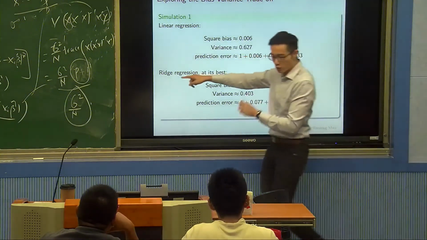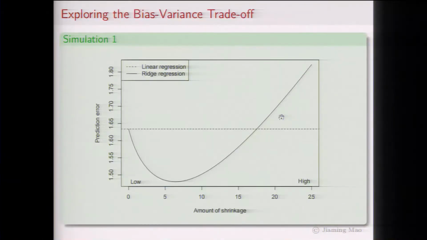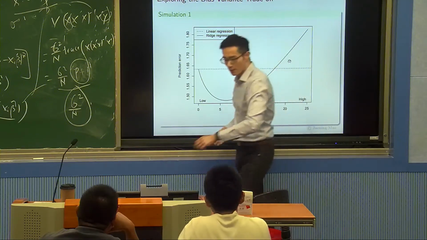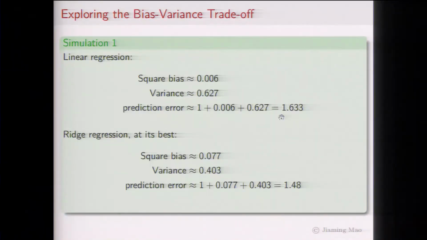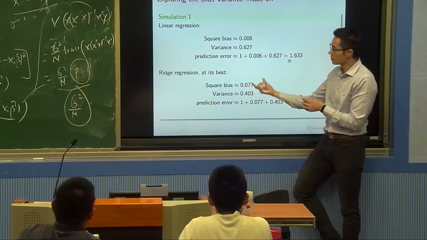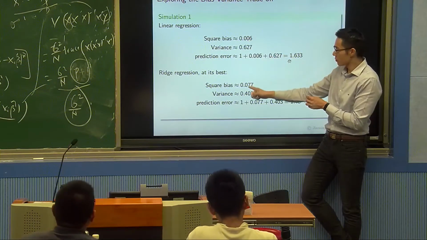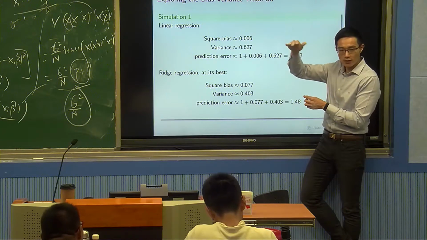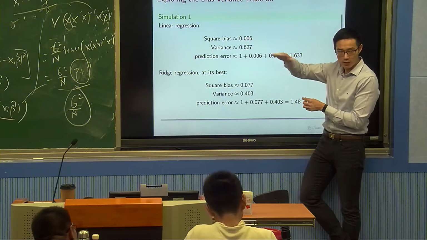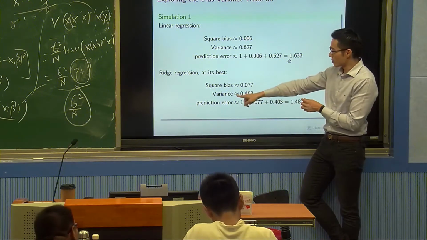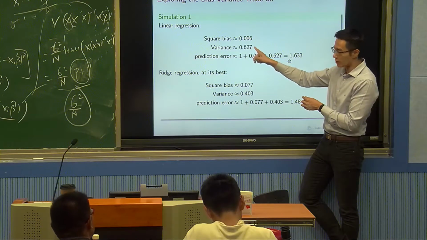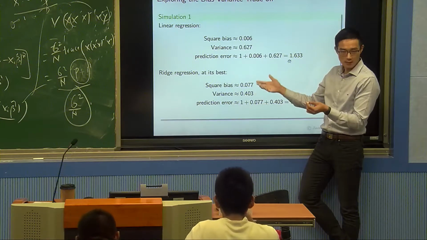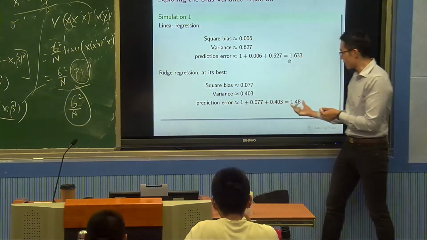If we do ridge regression, and we locate here, at the optimal amount of shrinkage, then the squared bias becomes much larger. It goes from almost 0 to 0.077. So we're increasing the bias of the model. But look at the variance: it goes from 0.627 down to 0.4. Is this a worthwhile trade-off? Yes. In the end, the prediction error is smaller.